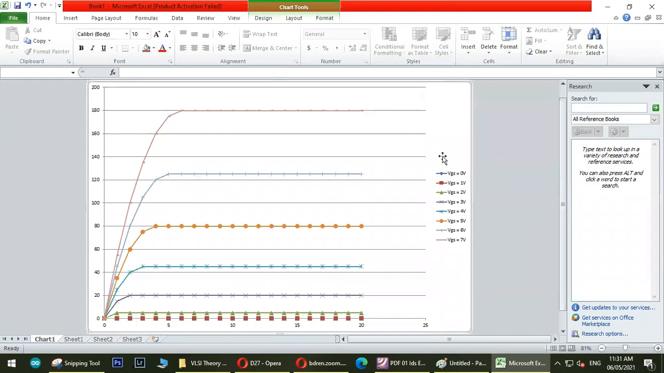Okay. Now here is a graph. Can you see this, everyone? Yes, sir. Yes. So you can see this one is your VGS is equal to 7. Okay. This one VGS is equal to 6. VGS is equal to 5. VGS is equal to 4. VGS is equal to 3, 2, 1, and 0. Okay. This is your characteristics curve.